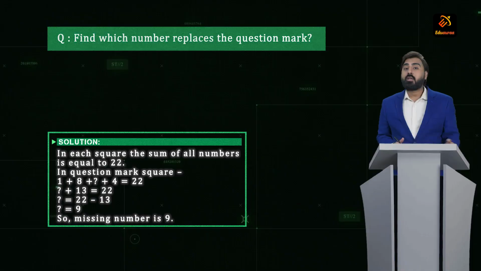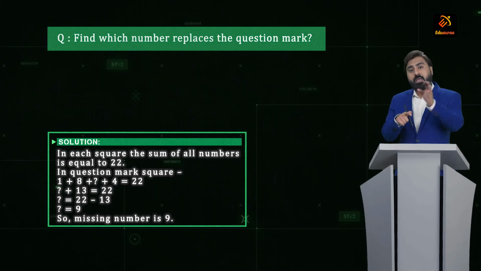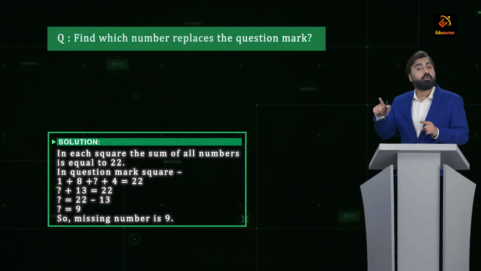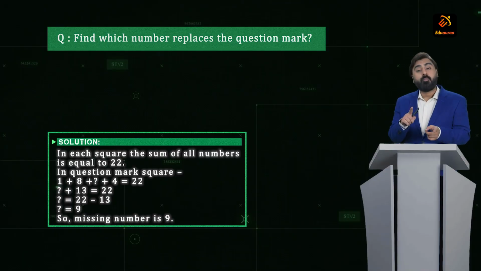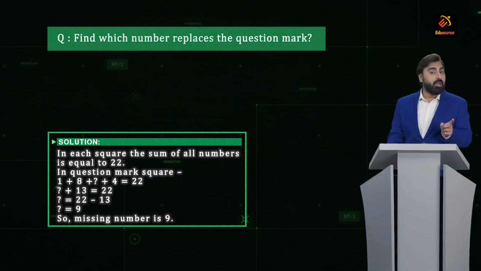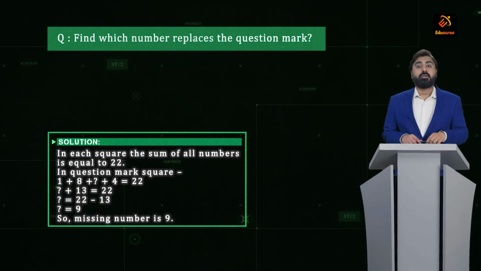So when we consider the last rectangle, we have 8, 1, 4 and the missing number. So basically 8 plus 1, 9 plus 4, 13 plus the missing number should be equal to 22. So the missing number will be 22 minus 13, and 22 minus 13 is nothing but 9. So the missing number and the correct answer is 9. End of your sum. Moving on to the next question, students.